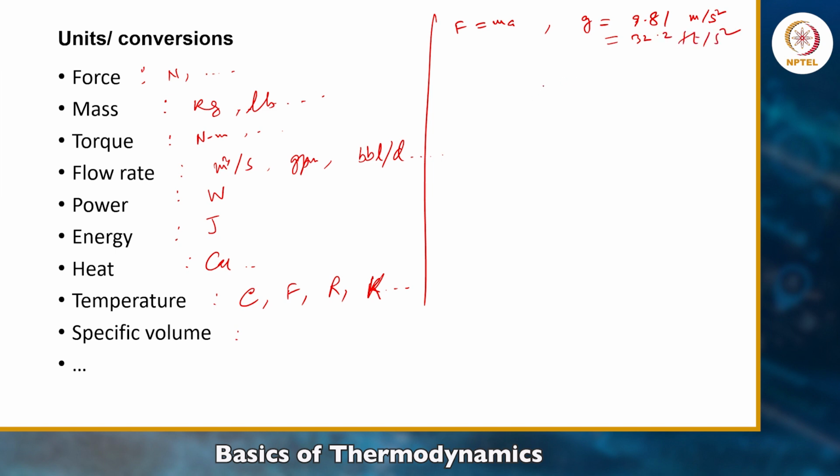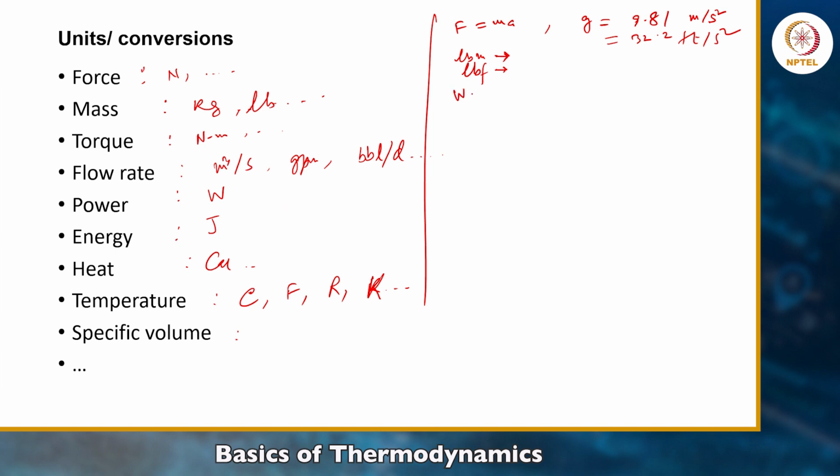Pound mass, we say lbm, pound mass. Similarly, pound force, lbf, pound force we say. Mass and force are different actually. When you're talking about force, mass means a certain amount of matter.